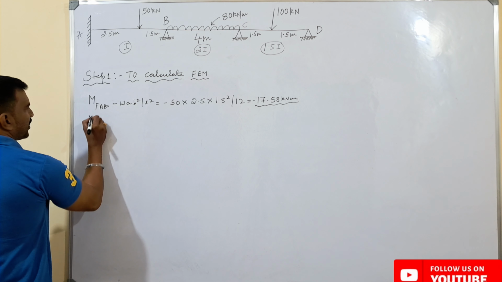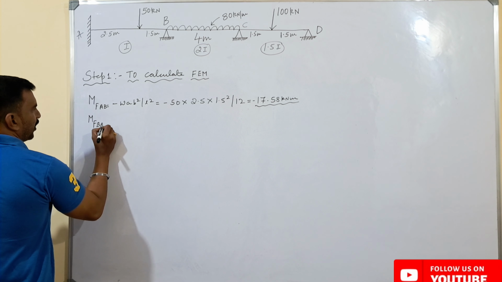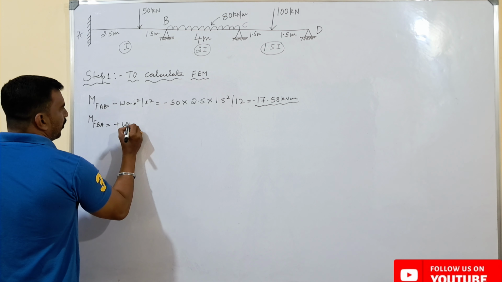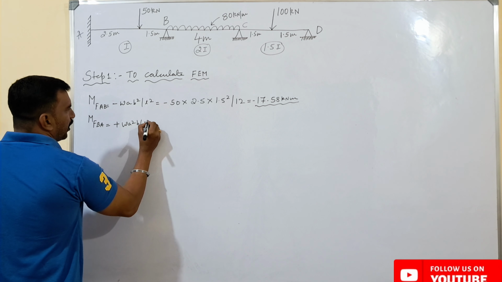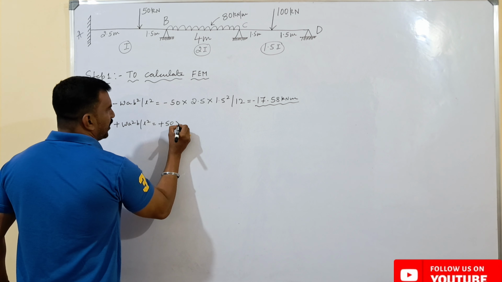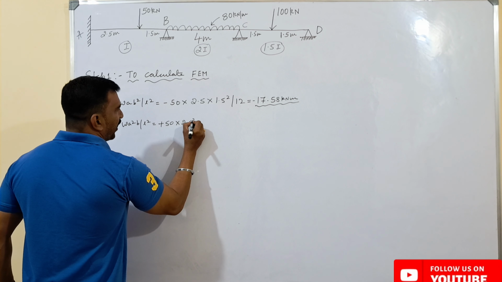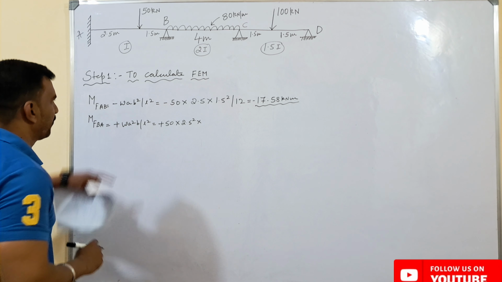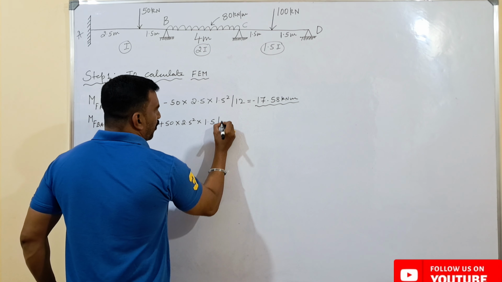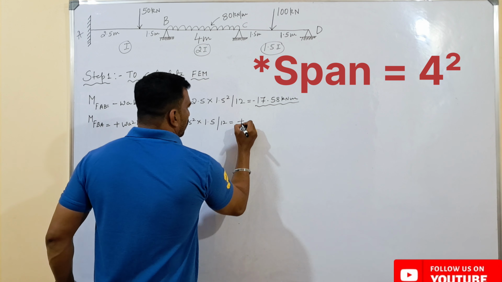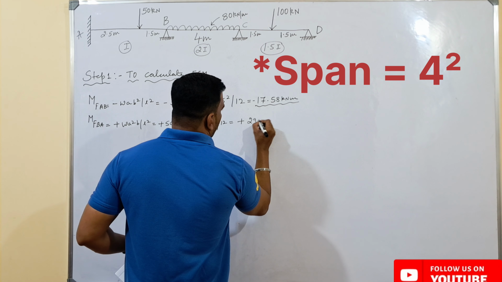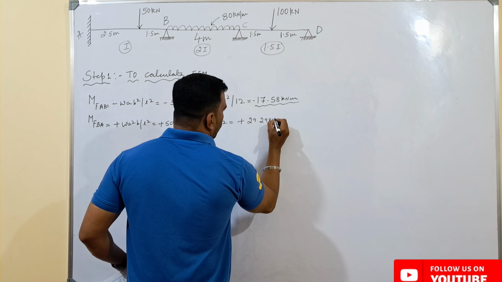Similarly, the fixed end moment from point B to A, the formula will be plus W a square b upon L square. W here is 50, a the distance is 2.5 square, multiplied by b, the distance 1.5, upon 12. So the value will be equal to plus 29.29 kilonewton meters.